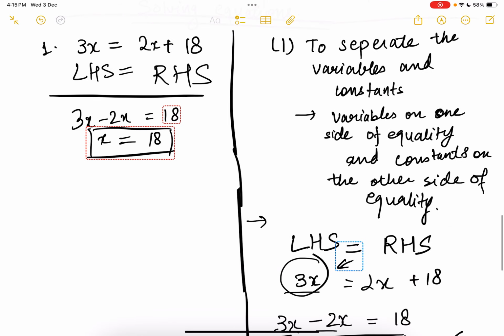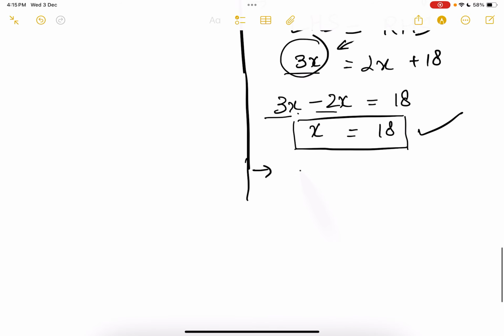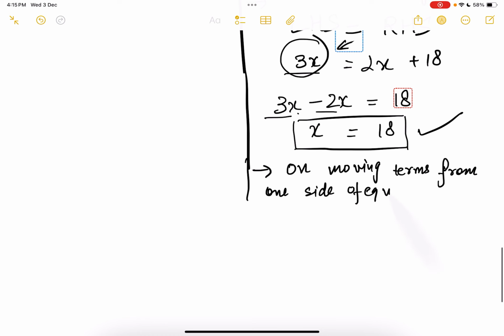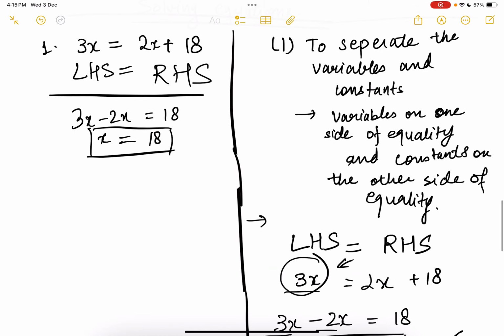Yeah, so this was your rule. Variables on one side, basically sign changes. Okay, I will just write it in a small statement. On moving the terms from one side of equality to other, the sign of the term changes. Okay, so this is all about this.